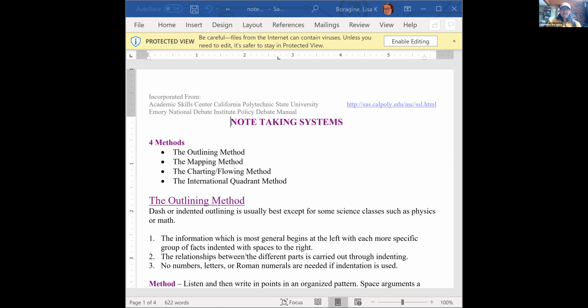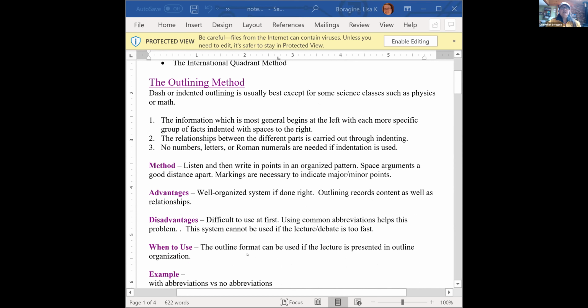There's the outlining method. And this is actually not just in a debate, this is outlining or note-taking in general. The outlining method is where we have information to the left, to the right, and there's maybe numbers or letters or Roman numerals, sometimes just dashes are enough. But you've probably all used the outlining method to take notes on a book or to take notes for a speech, right? There's probably an experience you have in outlining a paper as well. What we do with it is to listen and write points in an organized pattern and space arguments a good distance apart. And then you have markings to indicate the major and minor points.